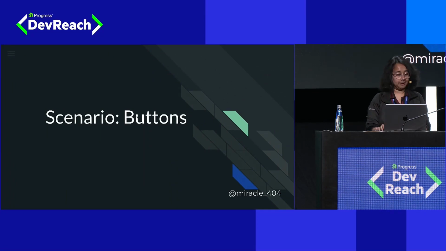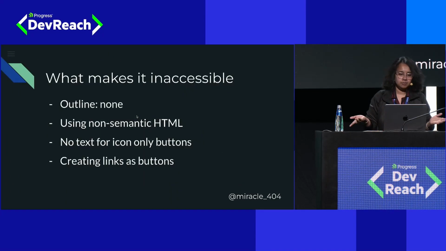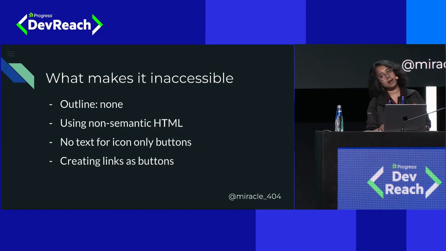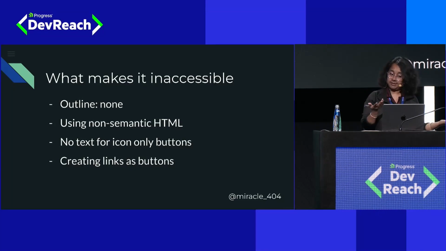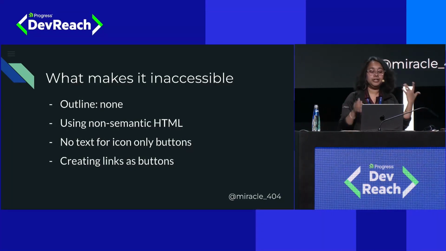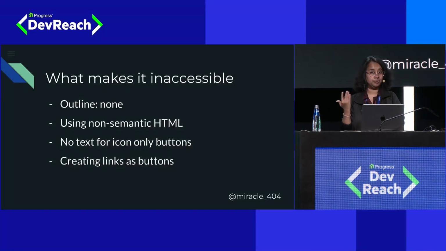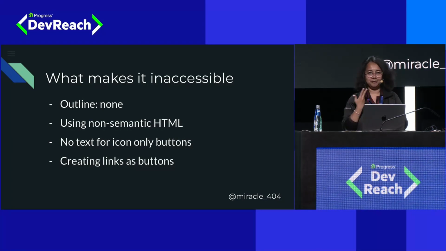So yeah, buttons. What makes them inaccessible? When we remove the outline from them, or when we use non-semantic HTML for interactive elements, or when we do not have text for icon-only buttons or links, or when we do not use the right semantic HTML.